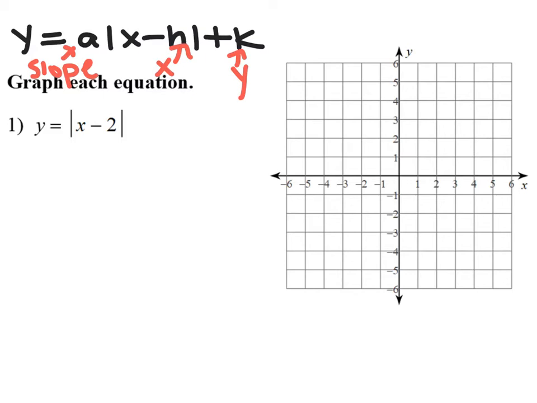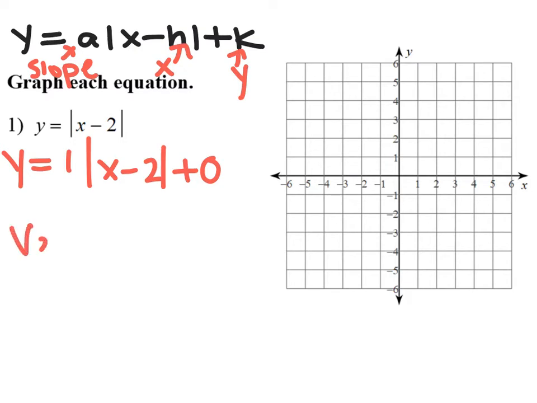Now let's practice graphing these absolute value functions. First, we're going to rewrite the absolute value function in standard form. It becomes y equals, since there's nothing in front of the absolute value, it's really a 1, times the absolute value of x minus 2, and then since there's nothing at the end, it's really plus 0. Now from this, I can decide that the vertex is going to be the opposite of the h value. So since the h is -2, it becomes +2. And then the y coordinate is the k value, which is 0. And I can plot my point on the graph.